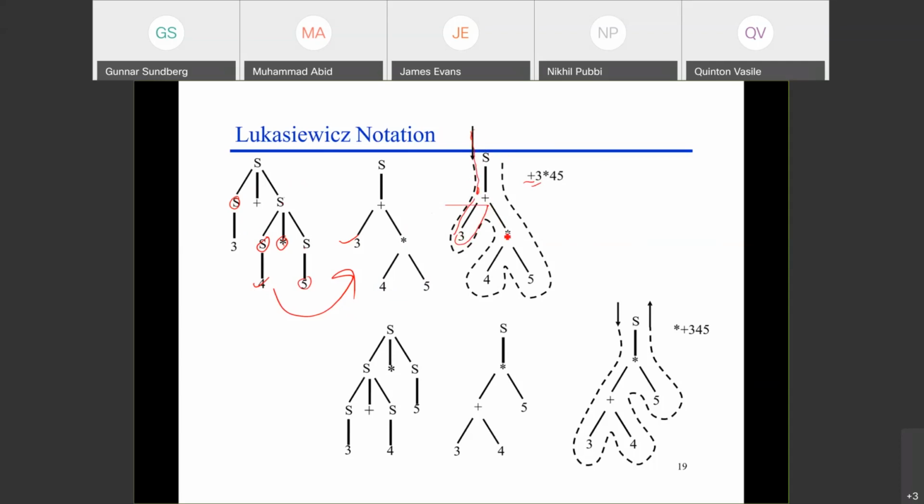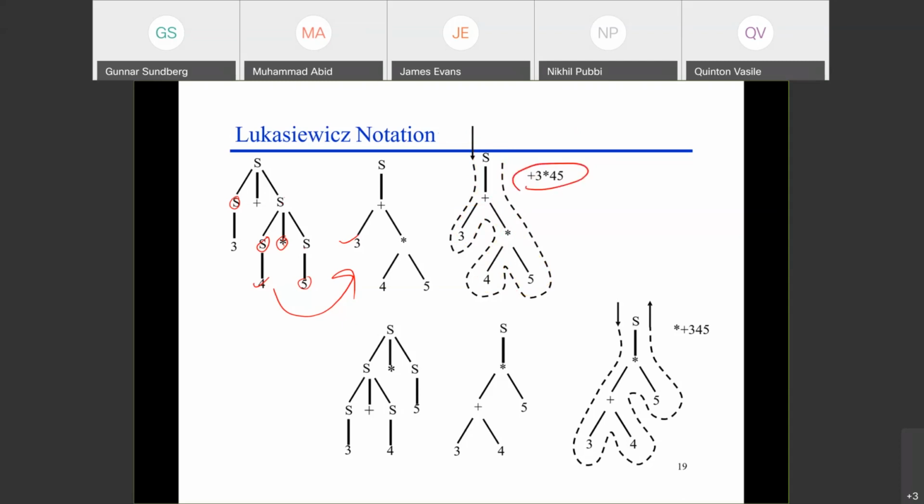And then we come here. It's a new thing. Star, 4. Go back. Star again, we already visited that. 5. Go back, star, we already visited, and come back. So this way you flatten the tree, and we write this in this form.